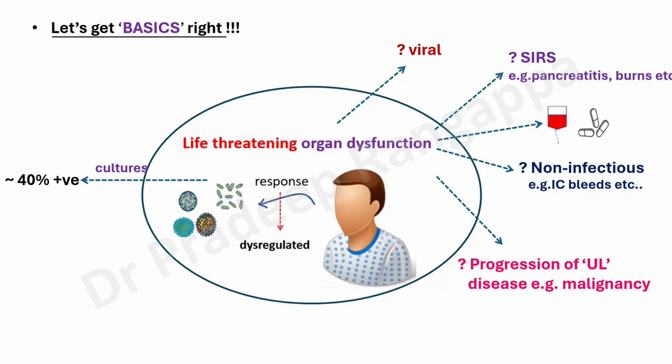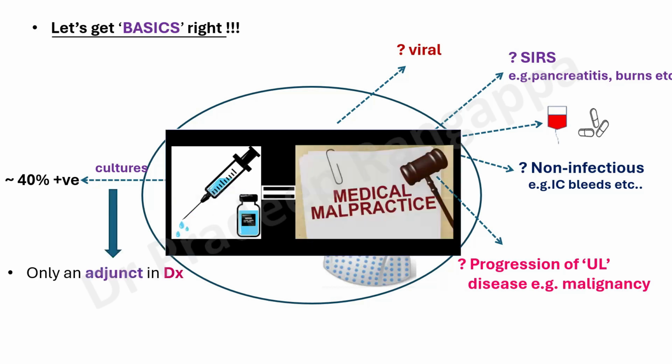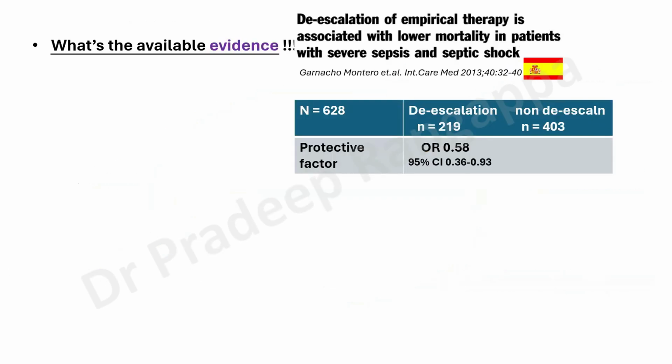It may be viral, it may be SARS, or it may be other non-infectious causes or progression of underlying disease. And we end up using antibiotics. And this is where the problem is, and this tantamounts to medical malpractice. So 60% of the cases would belong to one of these situations, and we end up using antibiotics, which means we're all party to some sort of malpractice by using inappropriate antibiotics.